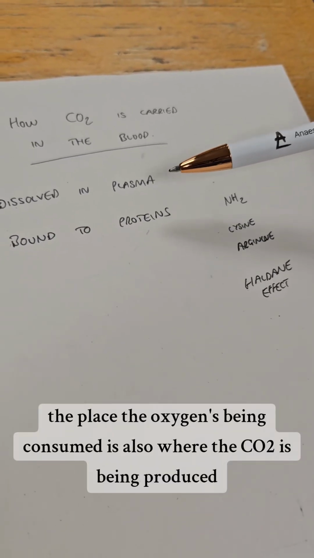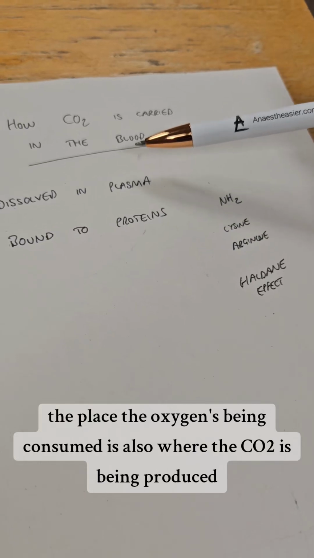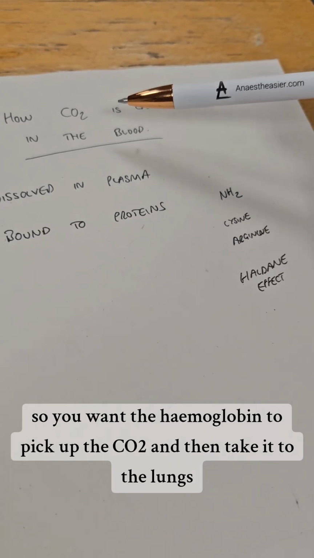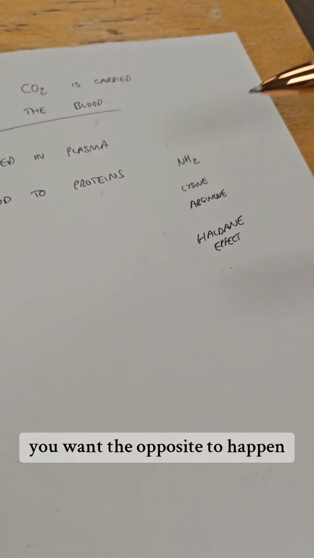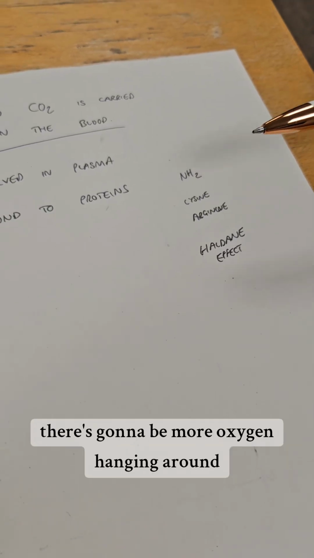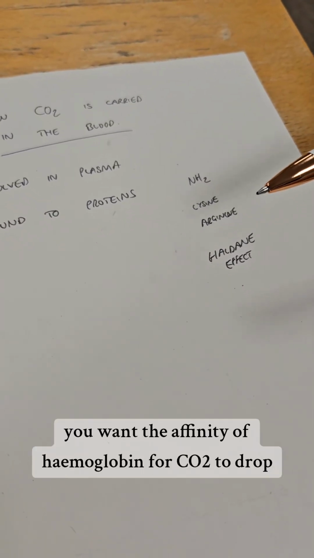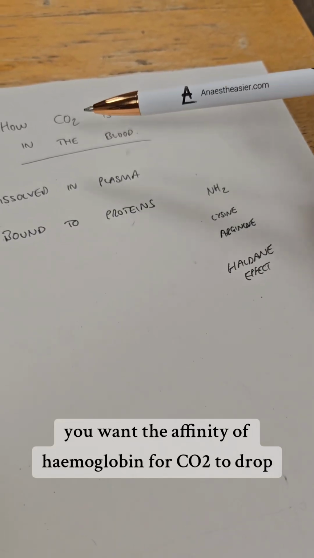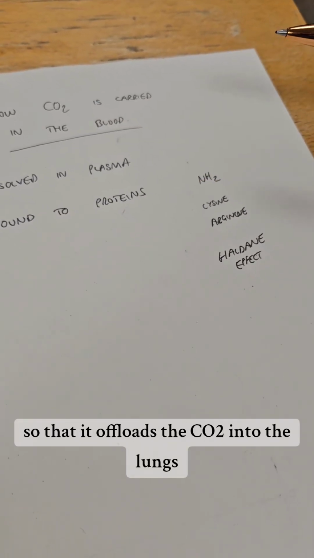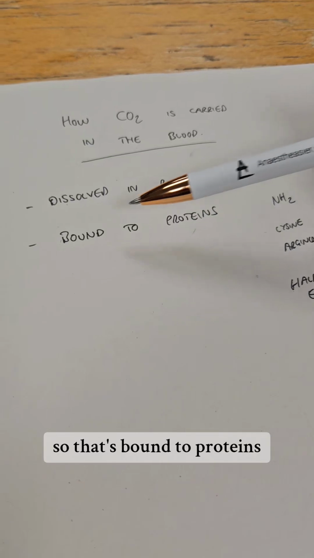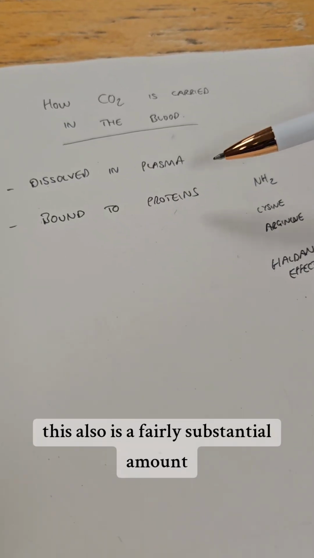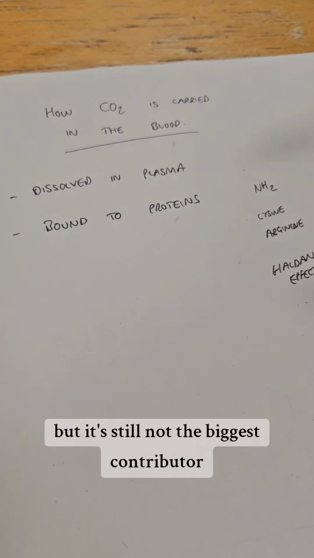The place the oxygen is being consumed is also where the CO2 is being produced. So you want the hemoglobin to pick up the CO2 and then take it to the lungs. When it gets to the lungs, you want the opposite to happen. There's going to be more oxygen hanging around. You want the affinity of hemoglobin for CO2 to drop so that it offloads the CO2 into the lungs. So you get this nice self-regulating feedback loop. So that's bound to proteins. This also is a fairly substantial amount, but it's still not the biggest contributor.